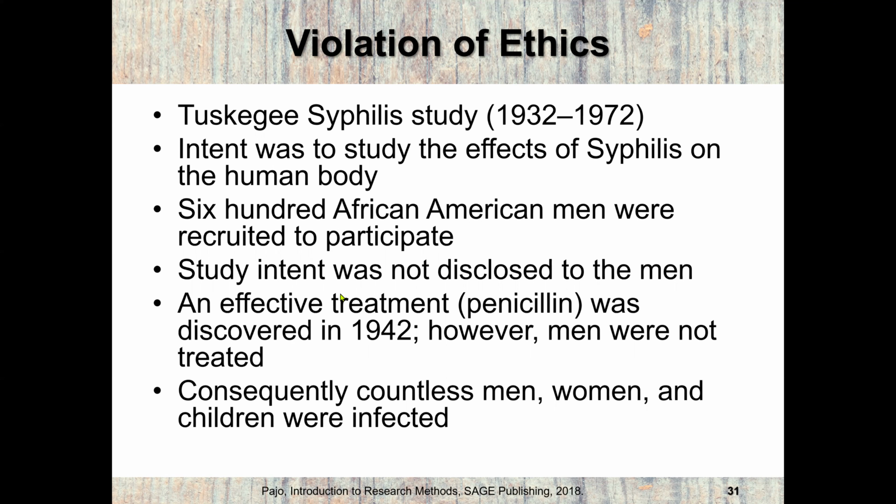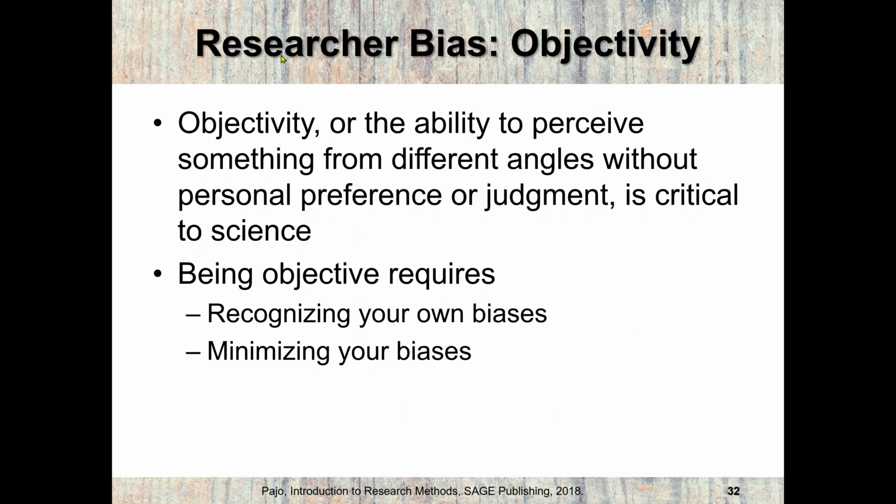You have given participants a disease. Now you have the vaccine for the disease. You didn't give them. So research bias, which we say objectivity, or the ability to perceive something from different angles without personal experience or judgment, is very critical to science. So we need to be very objective.